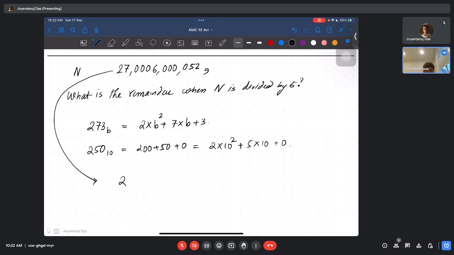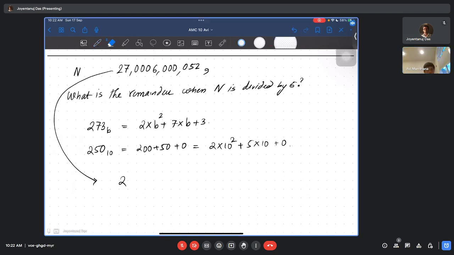Oh, wait, that was just the example. Yes, this is an example, right? I didn't do the normal one. Okay, never mind. So that is an example, yes.